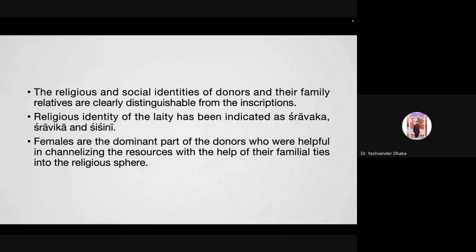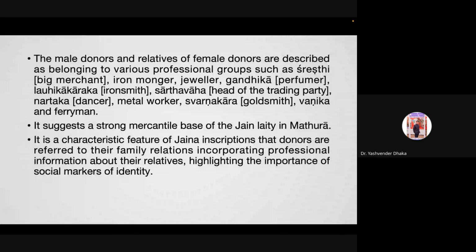So the religious and social identities of donors and their family relatives are clearly distinguishable from the inscriptions. The religious identity of the laity has been indicated as Shravak and Shravika and Shishini, those who are donating in Mathura Jainism. Females are the dominant part of the donors, who were helpful in channelizing the resources with the help of their familial ties, which were incorporated in epigraphs into the religious sphere. So this is the trajectory of Mathura Jainism. Now, the male donors, as we have discussed earlier also, their titles are discussed. So this is the mercantile base of the Jain laity in Mathura.